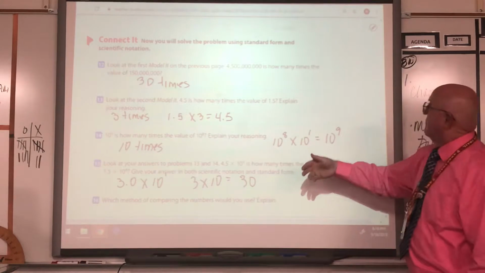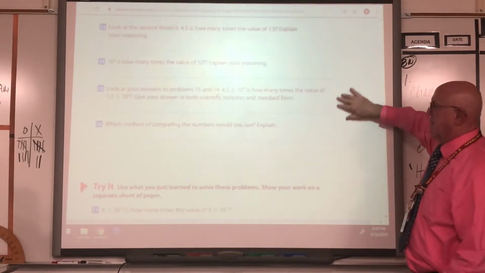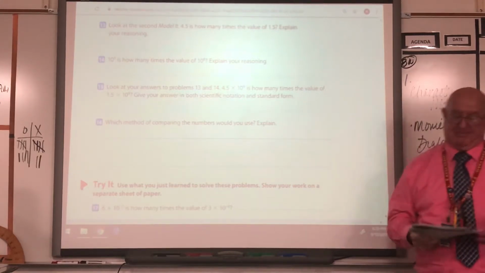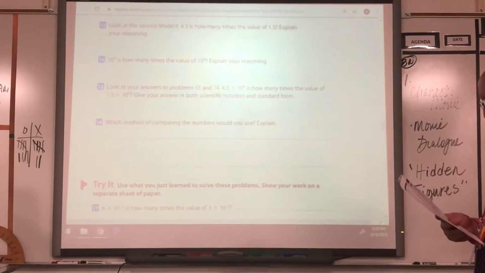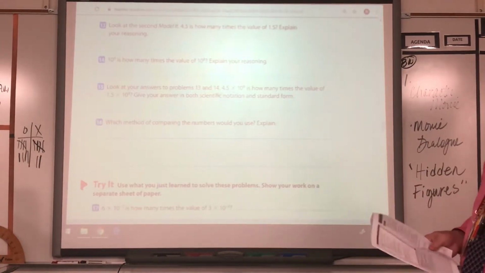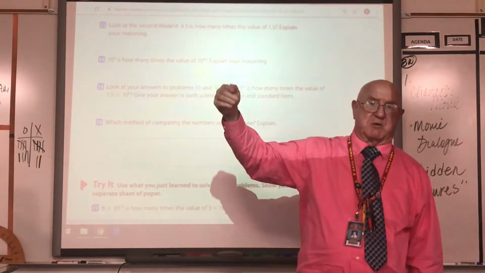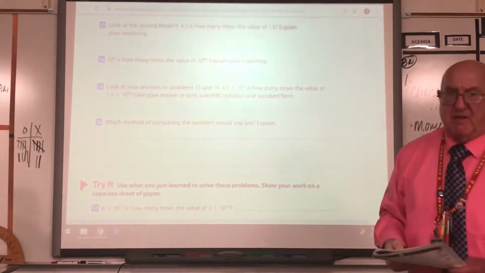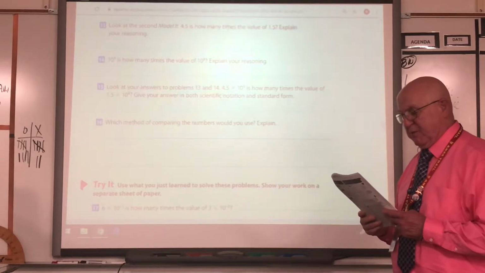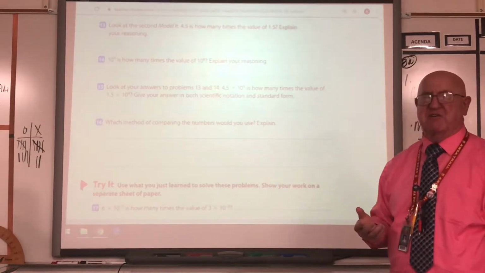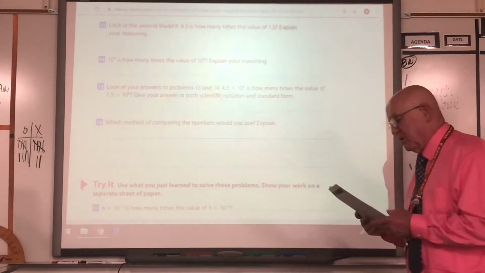Question number 16 says, which method would you use to compare the numbers? That's going to be really up to you, but I would use scientific notation, because that was much easier than trying to divide 4,500,000,000 by 150 million. That would take most of us all day to do. The reason is you don't have to keep track of any zeros. The zeros go away, right? You just have to count the exponents.